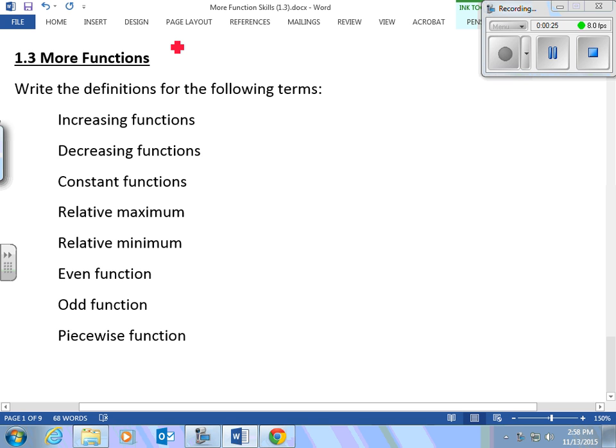Okay, so increasing functions, decreasing functions, constant functions, a relative maximum or maxima is the plural, relative minimum or minima is the plural, even functions, odd functions, and piecewise functions. So write down the definitions to those, make sure you understand what it is that's increasing or decreasing, and how to do that. We're going to go through some examples, and you may get a good feel for them from the examples that we do, but I want you to have a formal definition to these terms as well.